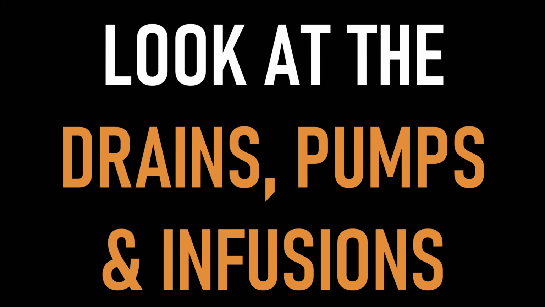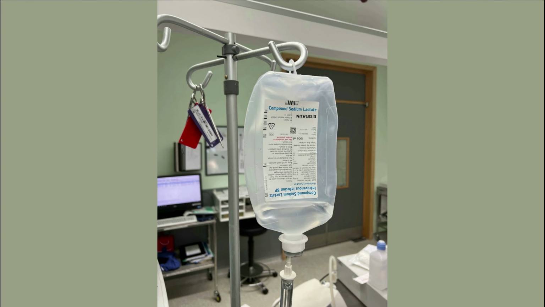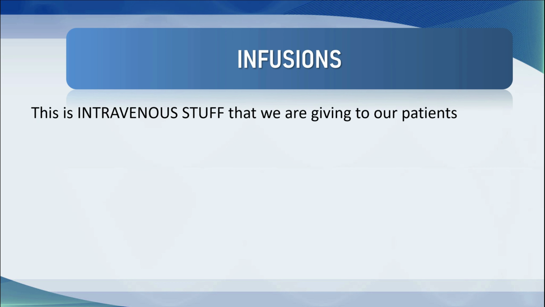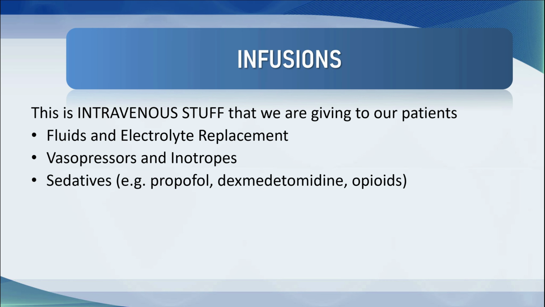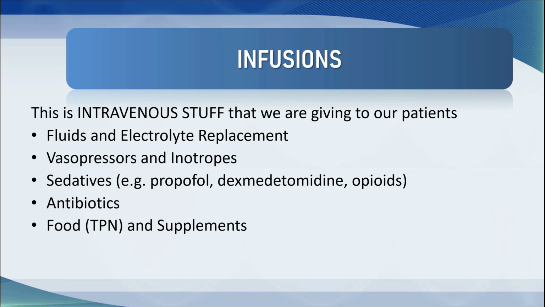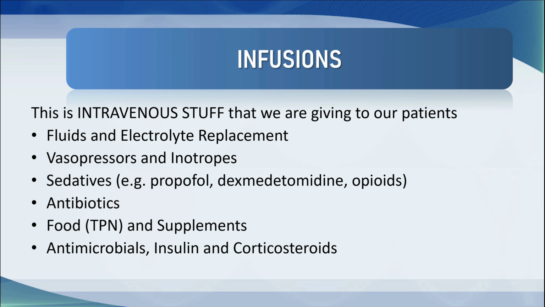Look at the drains, pumps, and infusions. This is obviously an IV bag of fluid, and if you see IV fluid up, you want to see what the patient is on. In this case, the patient is getting sodium lactate solution. The different intravenous things that we give to our patients include fluid and electrolytes, vasopressors and inotropes, sedatives like propofol, dexmedetomidine, opioids, benzodiazepines, antibiotics, food, TPN and supplements, antimicrobials, insulin and corticosteroids, and finally heparin and other anticoagulants.